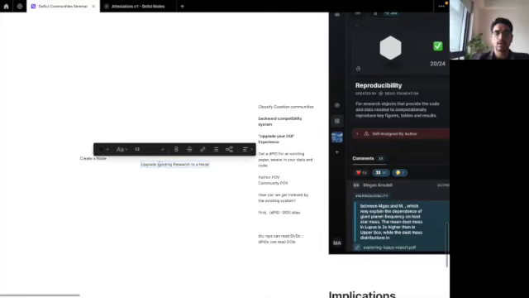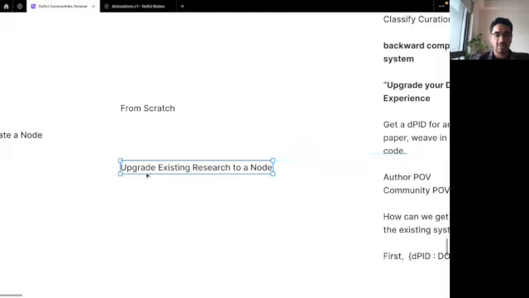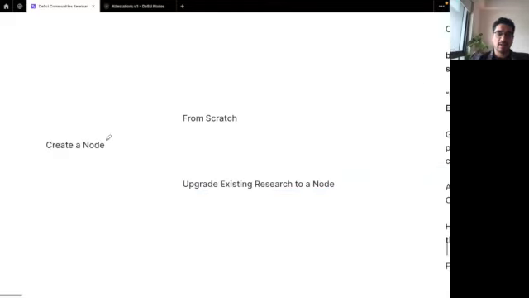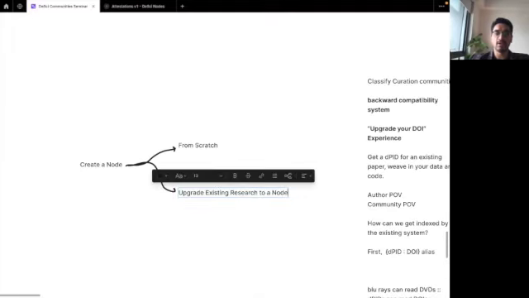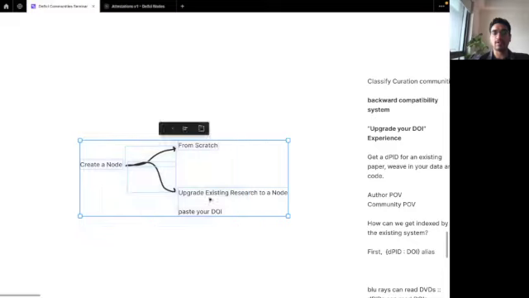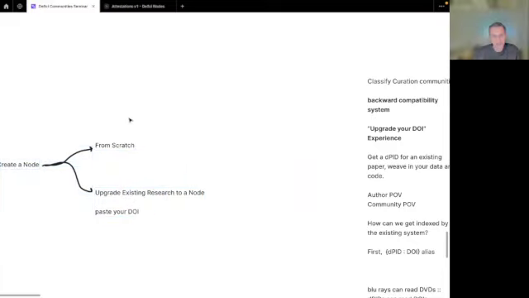Right. The way that I'm imagining this now is, right now in our create a node flow, when you click create a node, you go straight to a blank screen. And so you have to do it from scratch. But instead I imagine you click create a node and then you have two options. One is you create it from scratch, and one is upgrade existing research to node, and all you have to do is paste a DOI. And then you can continue creating the node. And I think that's a very different experience. Exactly.